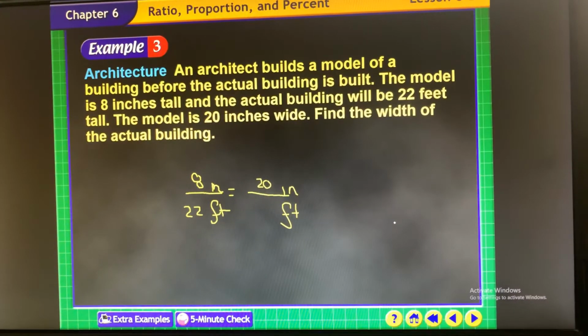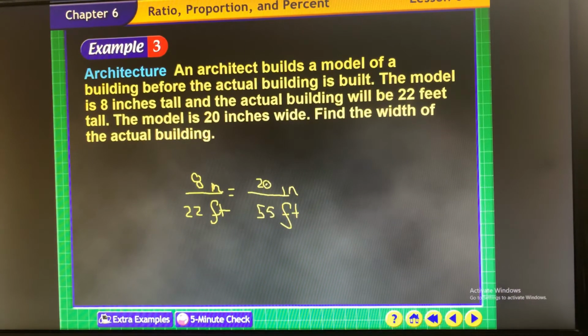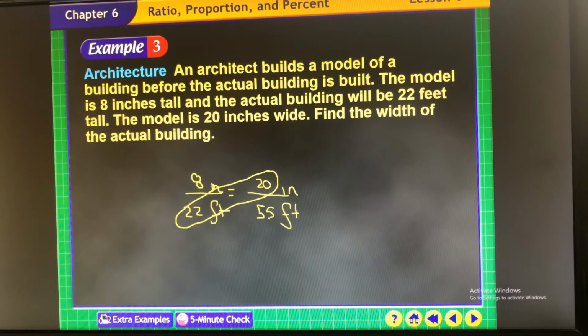This is not a conversion. Sometimes people get this confused with, well, don't I have to convert it first? No, it's not asking you to change anything. It's just asking you, what is the missing piece? And in order for us to find that missing piece, we have to see that it grew proportionately so that we can find the missing piece as being 55 feet. Because you did your cross multiplication, 22 times 20 divided by 8. And so the width is equal to 55 feet. And that's it.